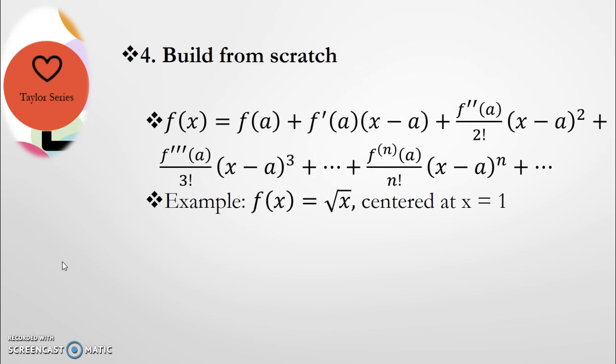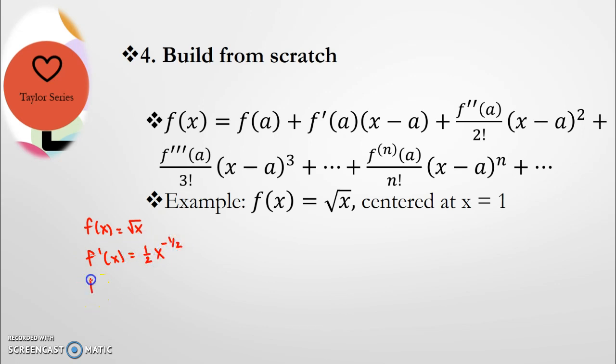The fourth thing you can do is build from scratch. Building from scratch can be tedious, and it can take a lot of work, but sometimes you're asked to do it. So, for example, if you have a function, f of x equals square root of x, I don't have one memorized for that, centered at x equals 1. Where I would start is I would say, well, my function is square root of x. My derivative would be 1/2 x to the negative 1/2.